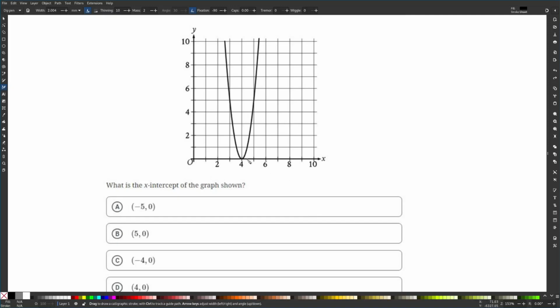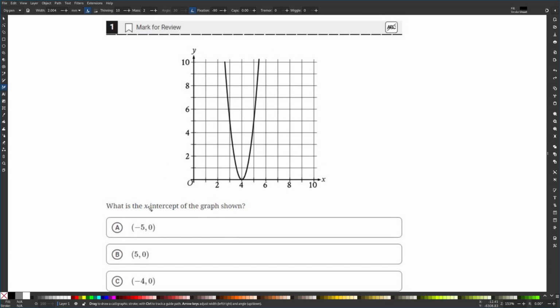Okay, in this video, we're going to be solving a PSAT math exam. For the first one, question 1. What is the x-intercept of the graph shown?